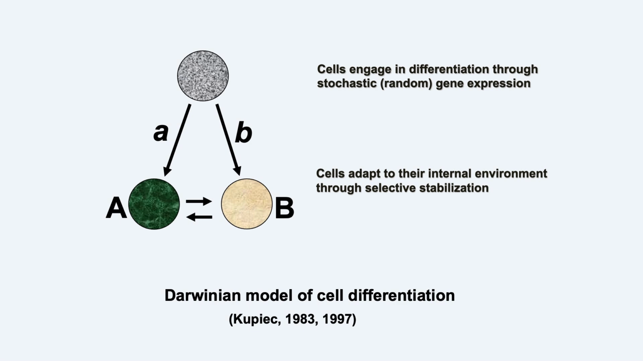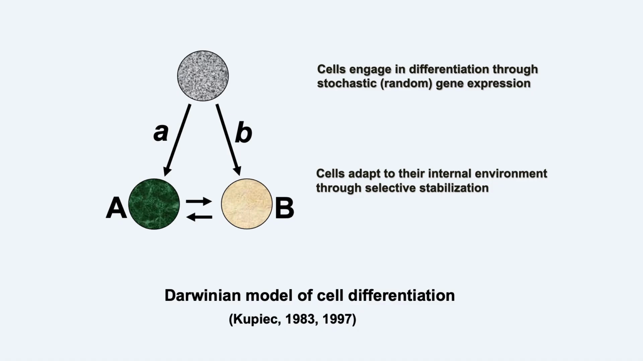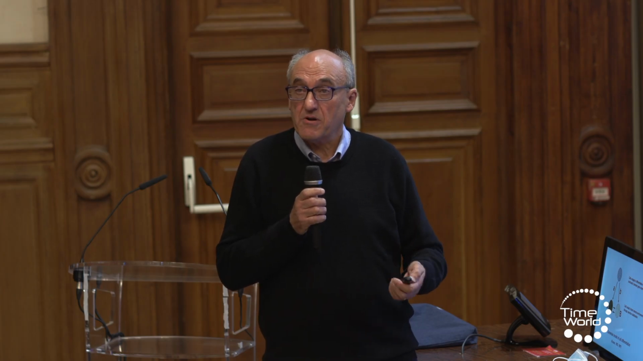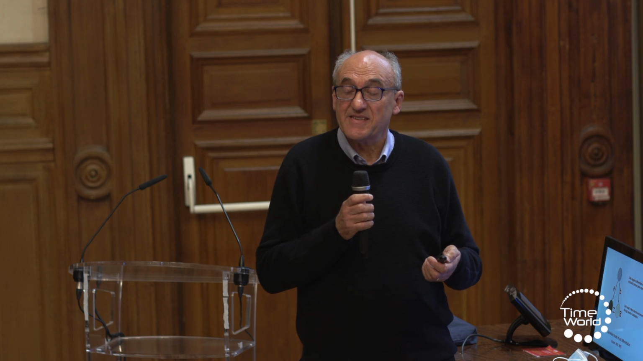Classically, cells are believed to follow the instructions of a deterministic genetic program. I have proposed a different model according to which cells first engage in cell differentiation through stochastic gene expression, then stabilize through selective interactions. This model is called the Darwinian Model of cell differentiation because of its analogy to natural selection. However, the term selection here is taken in a loose sense. It can mean the death of cells, or more generally, their selective stabilization.